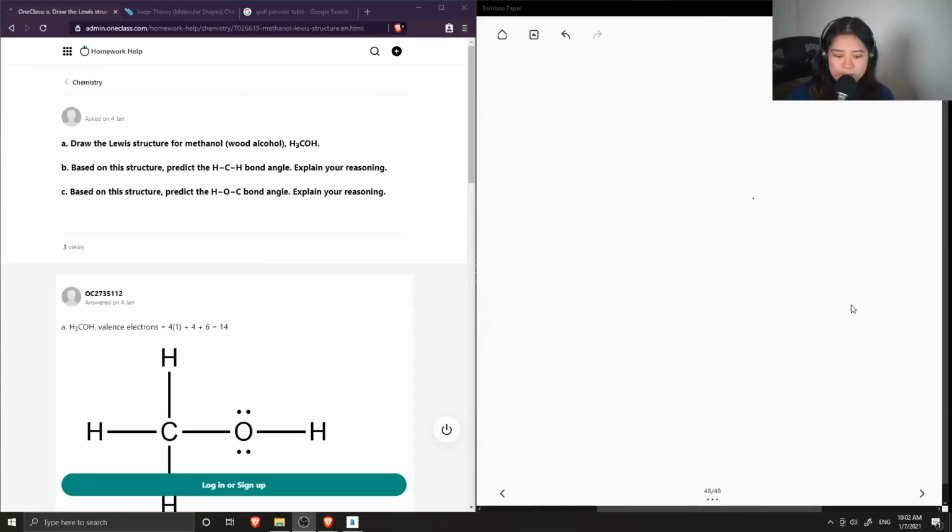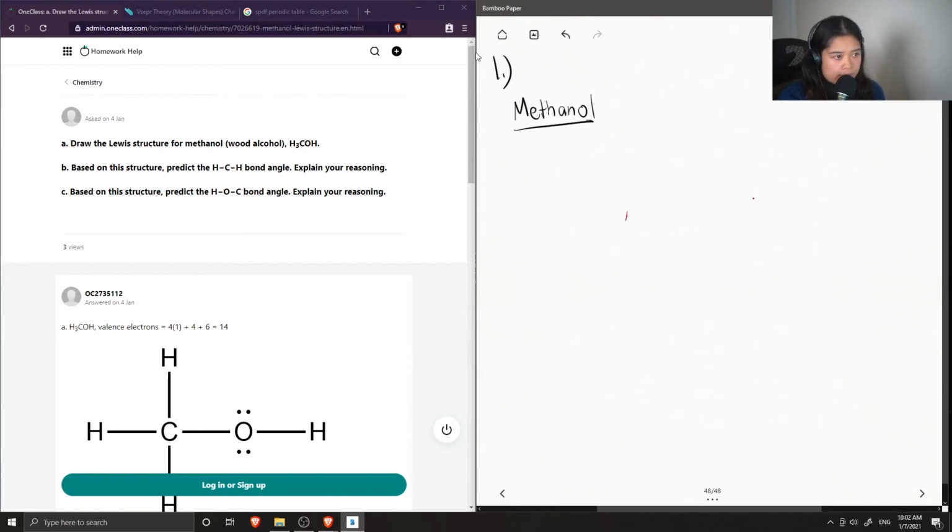Okay, so starting with question 1. Draw the Lewis structure for methanol, which is H3COH.